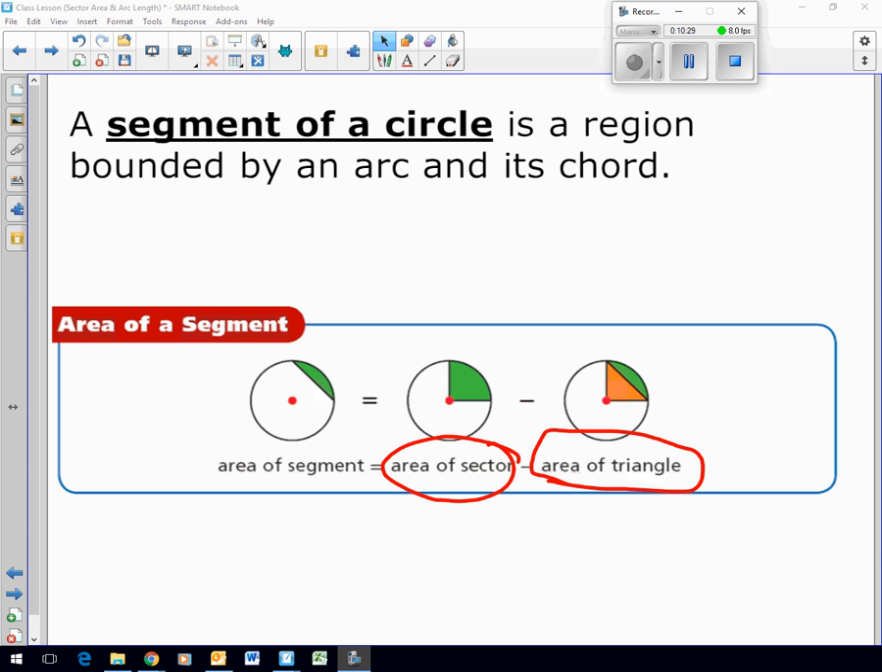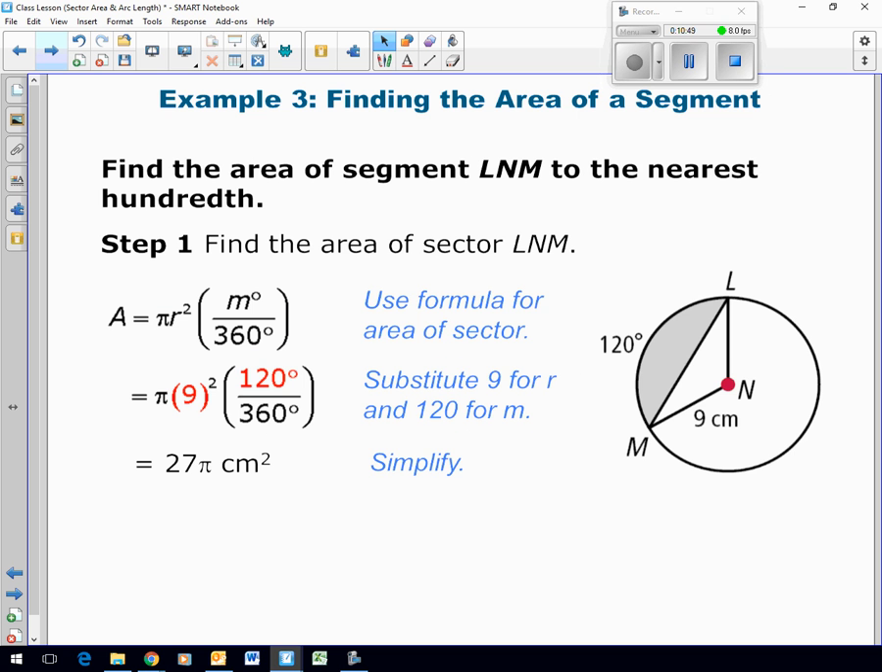To find the area of a segment, you take the area of a sector, which we just did, which was really easy: pi radius squared times theta over 360. And you subtract out the area of the triangle. And it's that area of the triangle that sometimes trips people up.